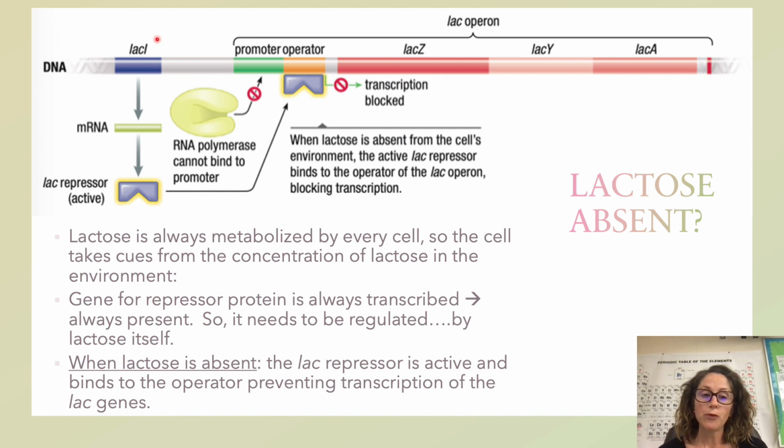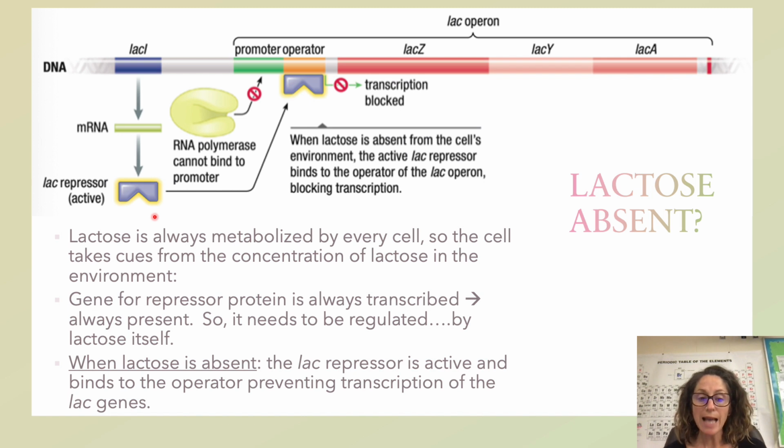The gene for the repressor, the LAC-I gene, is always transcribed. So it's always being turned on. So this repressor is always being produced. It's important for you to remember that. This is always being produced, so it needs to be regulated. Otherwise, it's just always going to be stopping this transcription, and then we're not going to get metabolism of lactose when it is present. And again, remember, the bacteria need lactose as a source of energy. So the LAC repressor is always present.